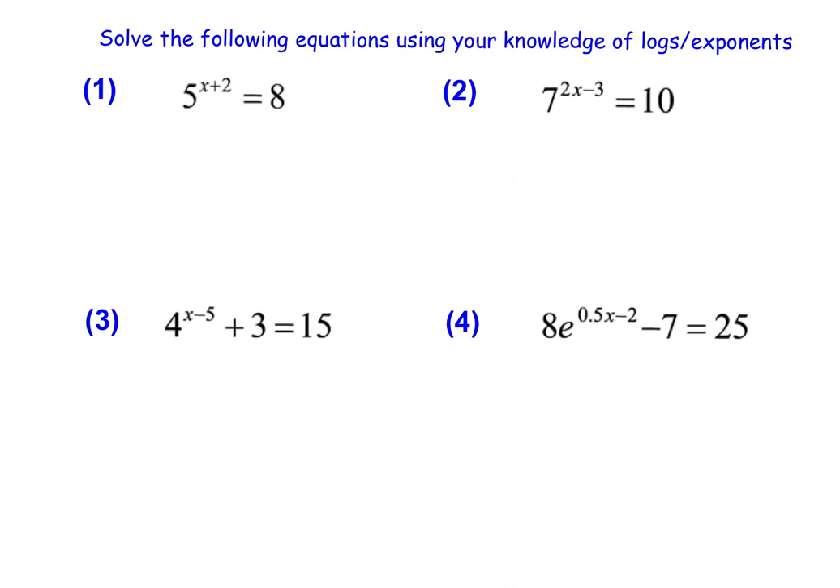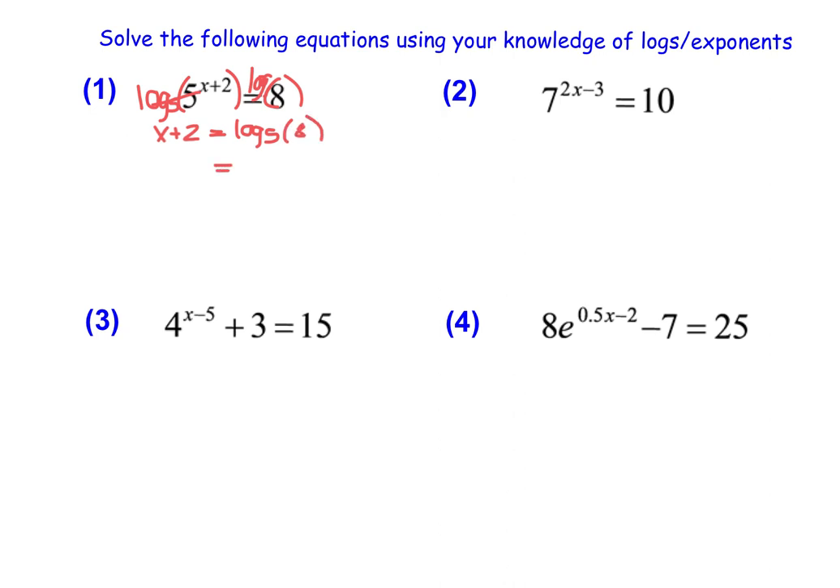This first one, I noticed that I have an exponent of base 5 by itself on the left-hand side and 8 on the right-hand side, which I know I can't get common bases for. So in order to undo that exponential base of 5, I'm going to do log base 5 of each side. In doing so, log base 5 and an exponent of base 5 undo each other. So I'm left with x plus 2 is equal to log base 5 of 8.